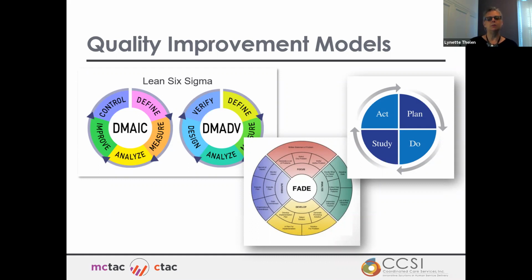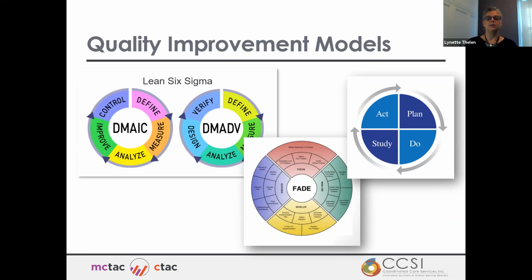And Lean Six Sigma originated really with manufacturing processes, but it applies to all kinds of processes. And the lean part is really about taking out non-value add activity. So where are we not using our resources wisely? Where can we cut out waste, that type of thing.